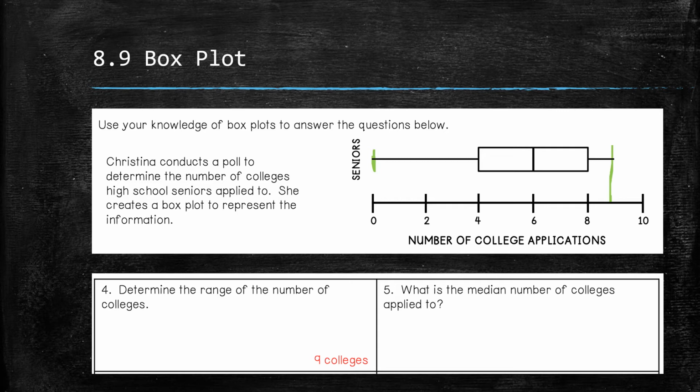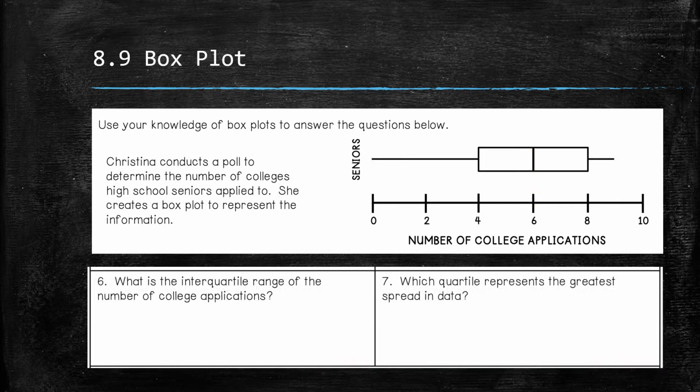What is the median number of colleges applied to? So the median is my Q2, and that is the line in the center of my box, which is on 6. So the median number of colleges would be 6 colleges.